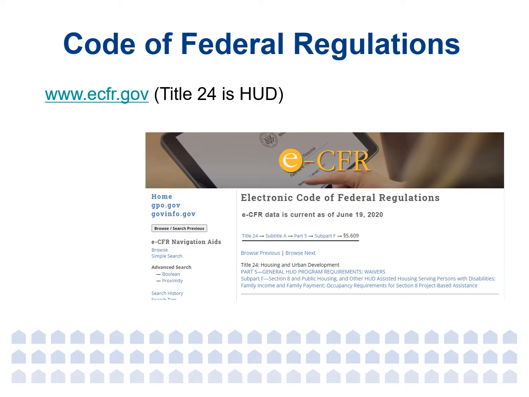You can go to www.ecfr.gov and look up the regulations by program. We spend most of our time in 24 CFR, which is HUD. Part 5 is General HUD Requirements and Waivers. Part 576 is ESG. And Part 578 is CoC. Anytime I refer to something with CFR in the name, please remember that it is a federal requirement.